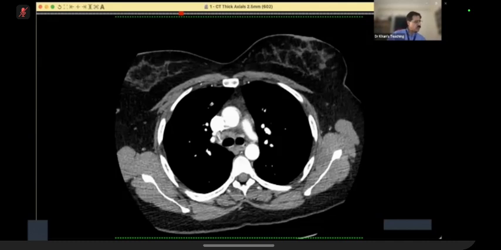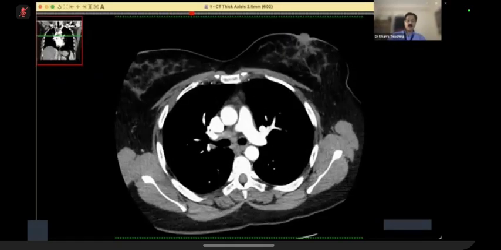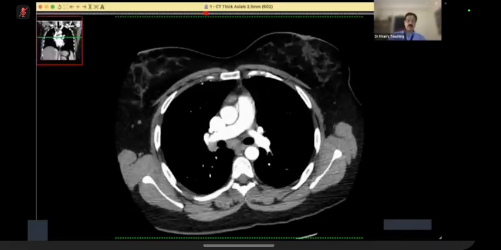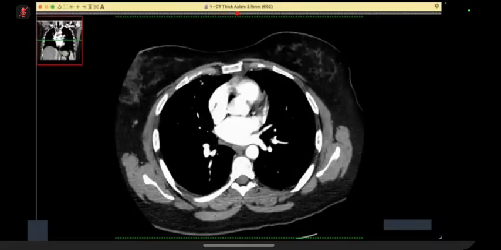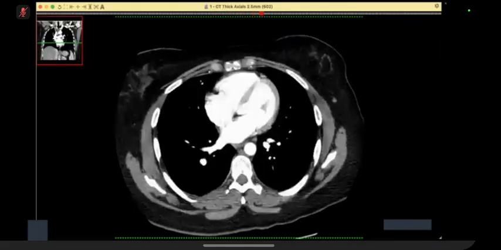Let me give you the history. This is a 44-year-old female. Patient has presented with night sweats, weight loss, fatigue, fever and chills, and she is also confused. So I'm showing you a CT for the time being. Okay, so this is a CT scan. That's your CT of the chest.